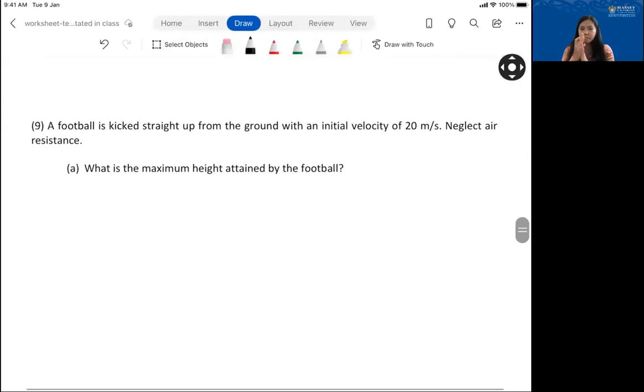Right, moving on. A football is kicked straight up from the ground with an initial velocity of 20 meters per second, neglect air resistance. So here again is that phrase neglect air resistance, which means it's a free fall problem. And you'll see, because it's a free fall problem, very little numerical values are given. In fact, only one is given, which is the initial velocity of 20 meters per second.